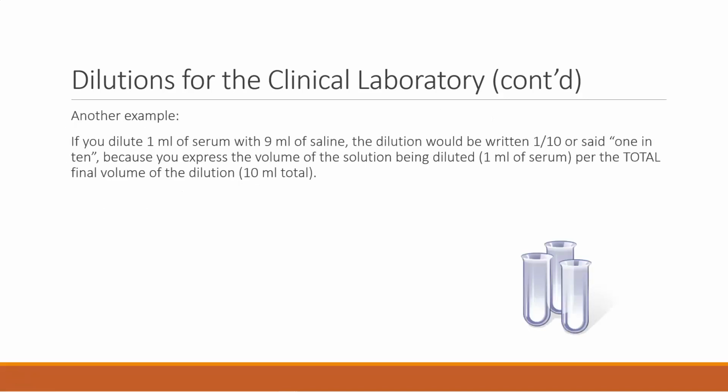Another example is if you dilute 1 milliliter of serum with 9 mLs of saline. The dilution would be written 1 over 10, or we pronounce it 1 in 10, because again, we have 1 part plus 9 parts. So the number on the bottom is the total volume. Of that volume, 1 part is serum. So again, that's where we get the number 1 in 10.